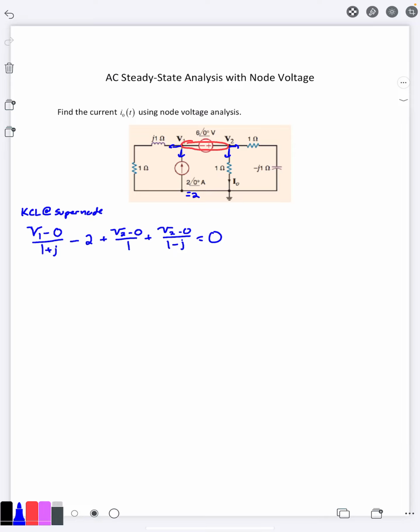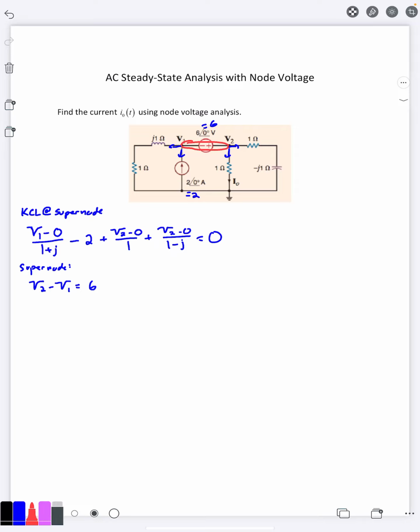Then we need to use our supernode relationship here to find the second equation. So the positive side is on the right, so that means V2 is going to be a higher potential. V2 minus V1 is really 6 angle 0, but 6 angle 0 is also 6.